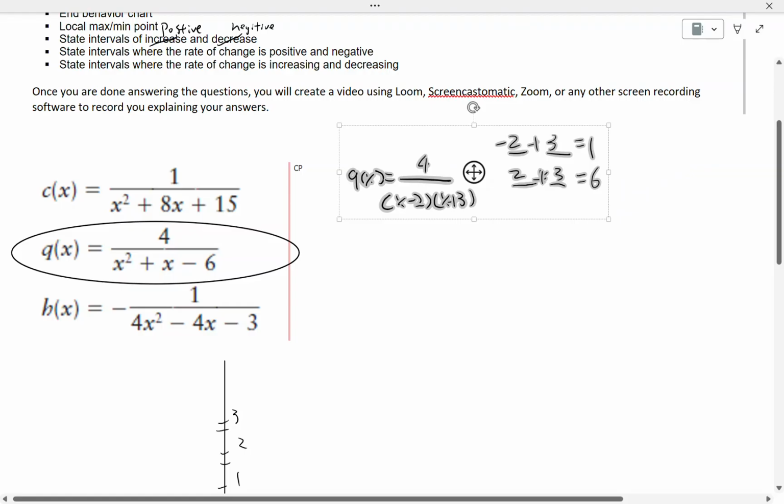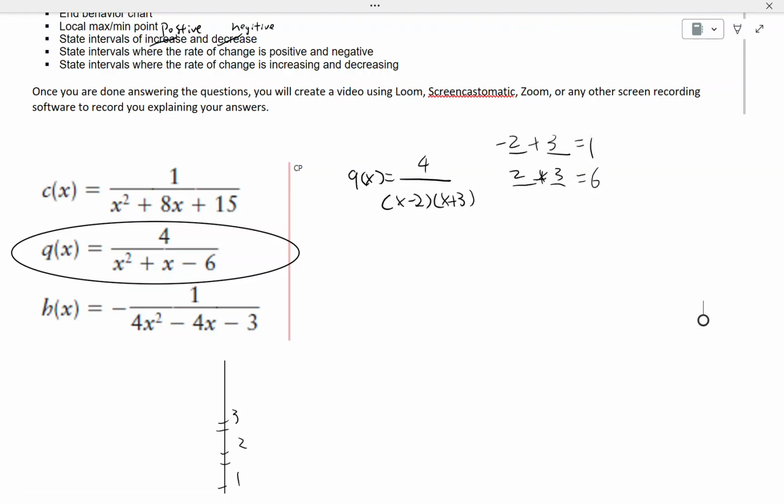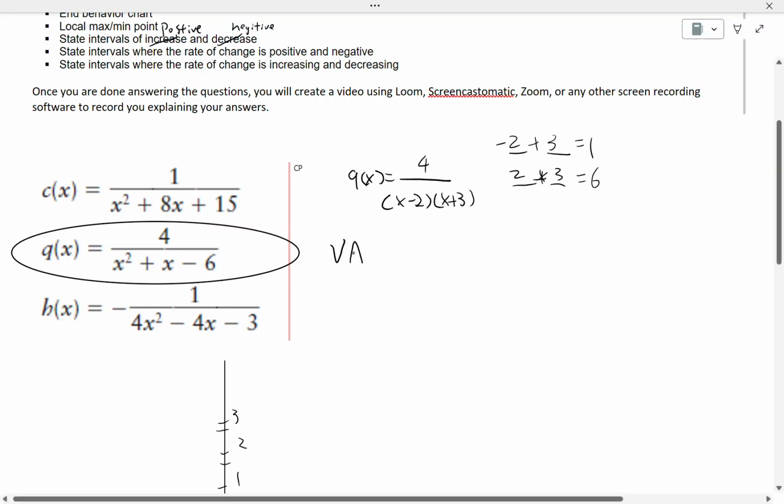All right, the next thing I did was to find the vertical asymptote and the horizontal asymptote. So first, for the vertical asymptote, I set the denominator to 0, which gave me x minus 2 equals 0, so x equals 2. So the first vertical asymptote will be 2, and x plus 3 equals 0, x equals -3. So these are my two vertical asymptotes, 2 and -3.